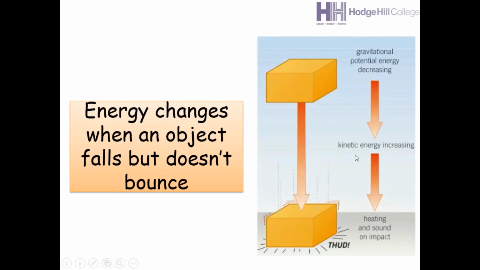The kinetic energy store is filling. As it falls further, it will then hit the ground. The kinetic energy store empties. The thermal energy store fills. Energy is also given out to the surroundings. It's dissipated as sound waves.